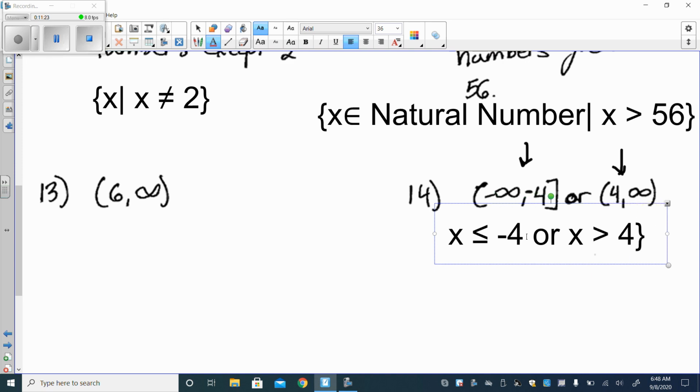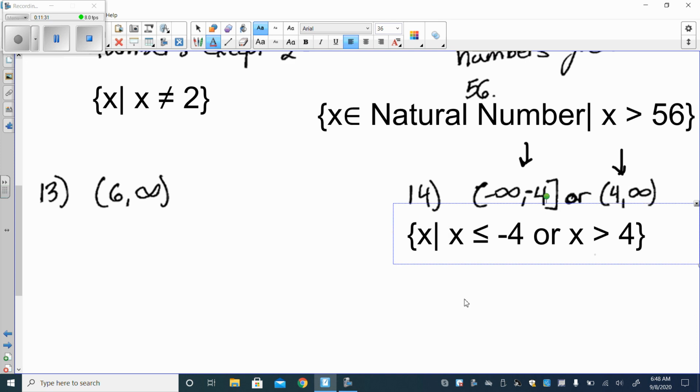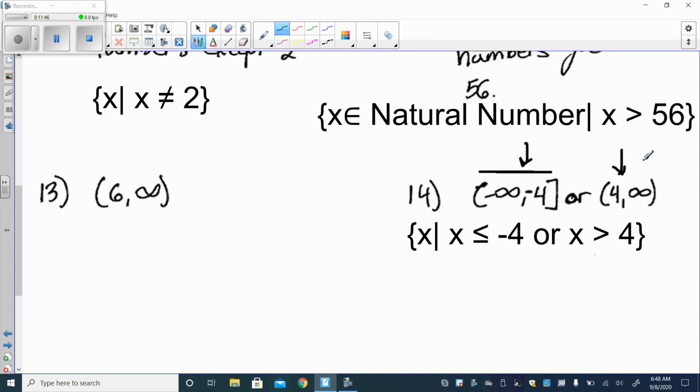So we have these two statements here. This is our description. Again, what are we talking about? We're talking about all real numbers x, so we're going to do our curly bracket x bar to say all real numbers x such that x is less than or equal to negative 4, this side right here, or x is greater than 4, this side here. And that's all we have to do for this one.